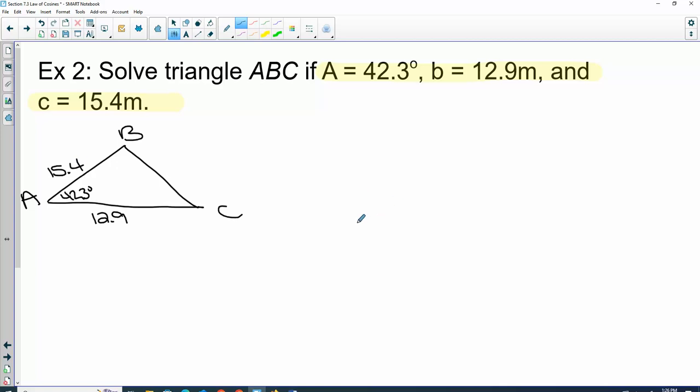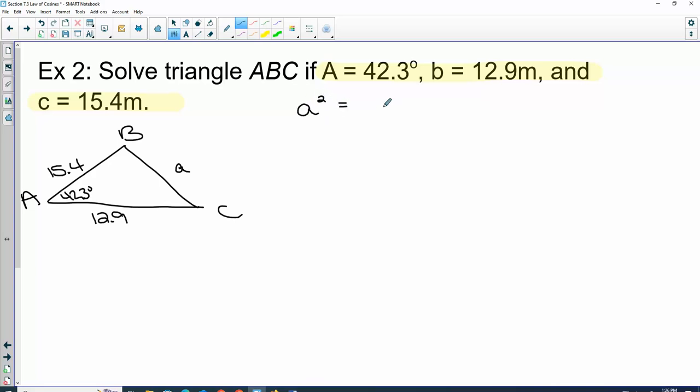Can I use law of sines? No, the only time we can is if we have an angle side pair, and we don't. So cosines would be what we have to use. So first we need to find side A. That's one we're missing. So we can do the law of cosines.